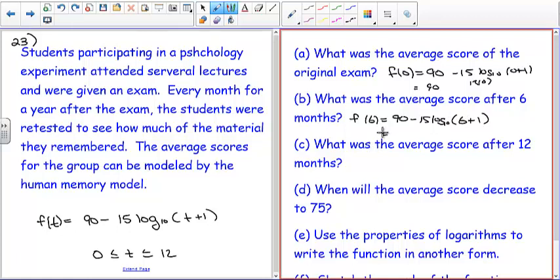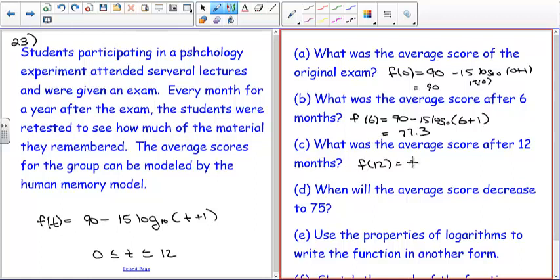So this is actually pretty simple. We're just evaluating the functions just to show you that there are models out there that are based on logarithmic results. So we have 90 minus 15 times log base 10 of 6 plus 1, which is 7. So we get an average score of 77.3. And then after 12 months, we've forgotten the most.